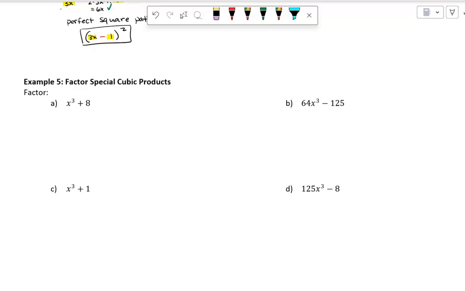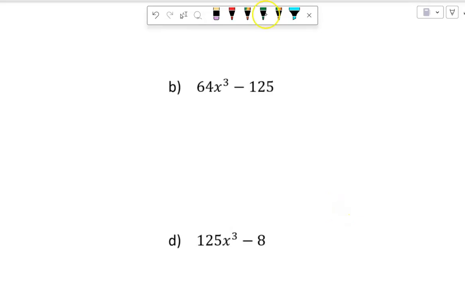So the problem I'm going to do is B. In B, I can take the cubed root of both pieces. You can use a calculator for this, or you could break it down off to the side, but I will tell you right now that the cubed root is going to be 4x for this first term and 5 for this second term. You can double check your thinking. If you cube 4, you're going to get 64. If you cube 5, you're going to get 125. So now we are all set to set up our pattern.